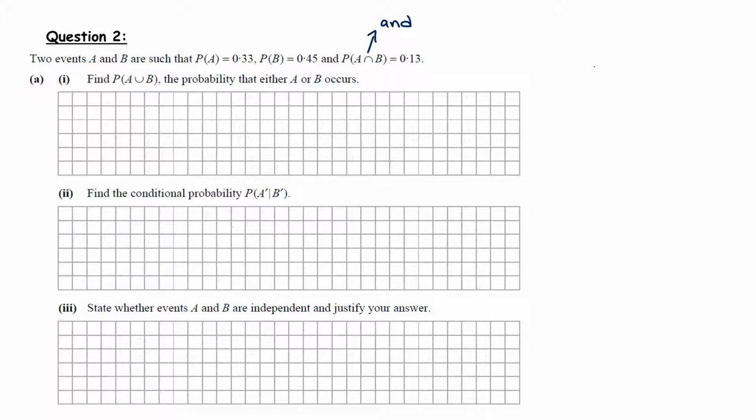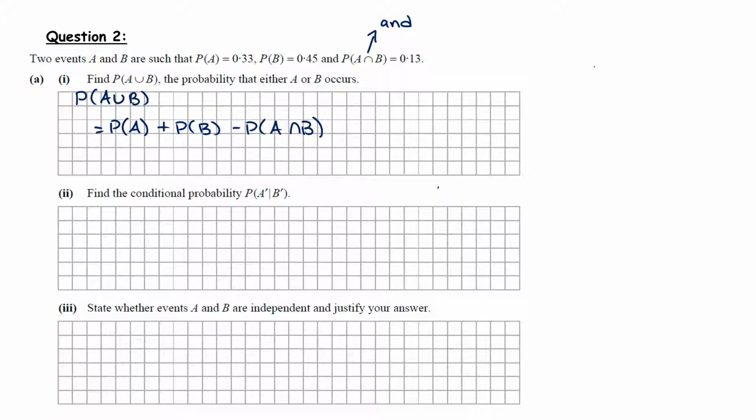Now, the formula that you have here is for two events that are not mutually exclusive. And these are obviously not mutually exclusive because they have an intersection. Mutually exclusive events do not have an intersection. So the formula we have is the probability of A union B is equal to the probability of A plus the probability of B minus the probability of A intersection B.